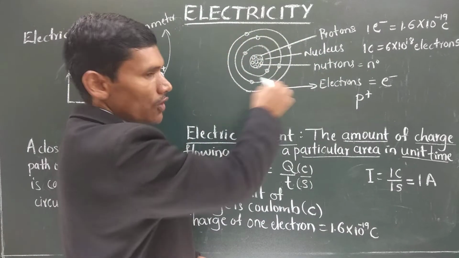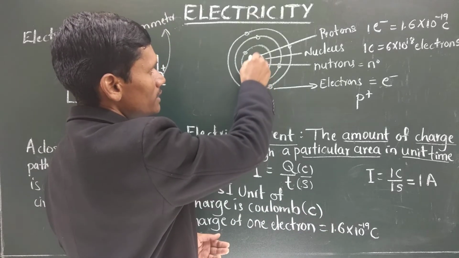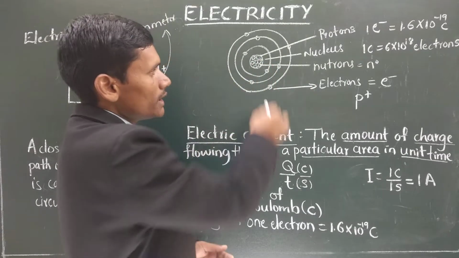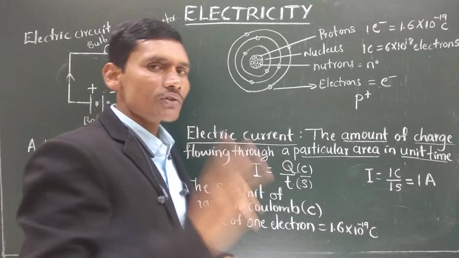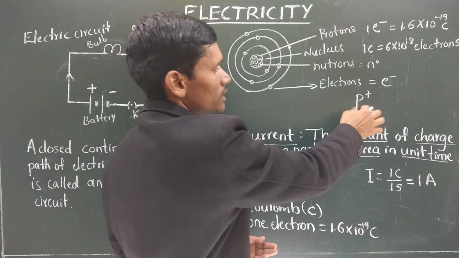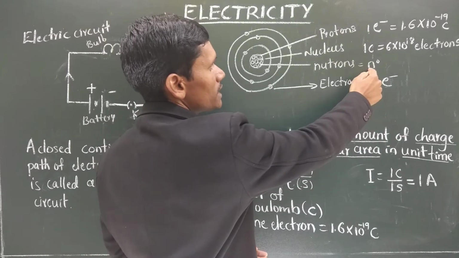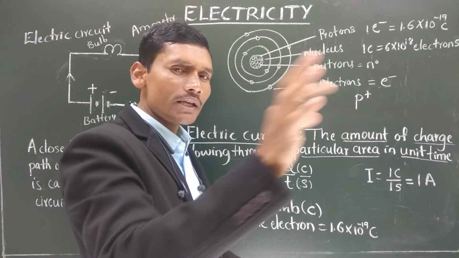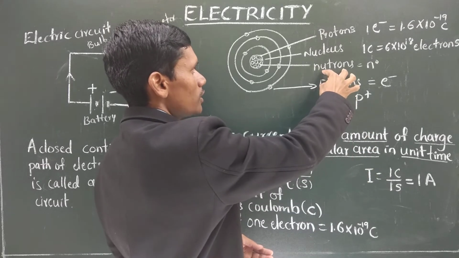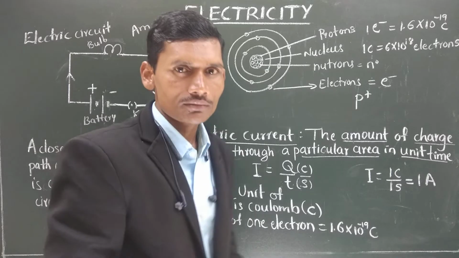This is the structure of an atom. At the center we find this mass. It is called the nucleus of the atom. This nucleus contains two types of particles: the positively charged particles called protons, and neutrally charged particles, which do not carry either positive or negative charges. They are neutral. Neutral particles are called neutrons. Protons and neutrons are present in the nucleus of an atom.